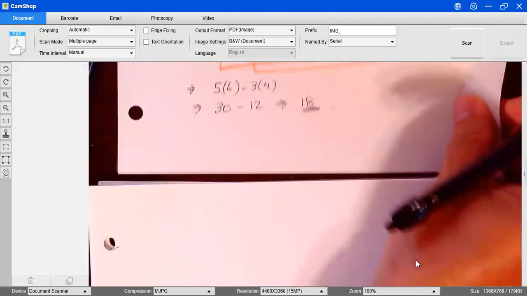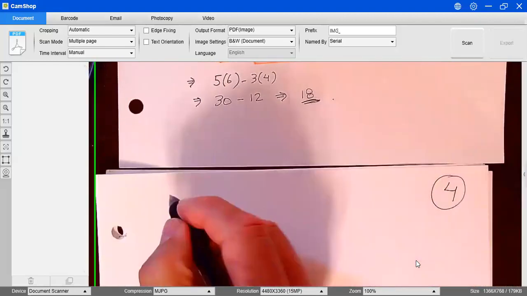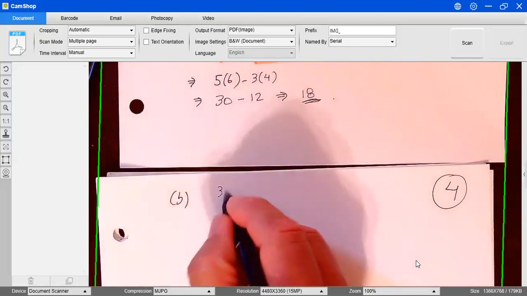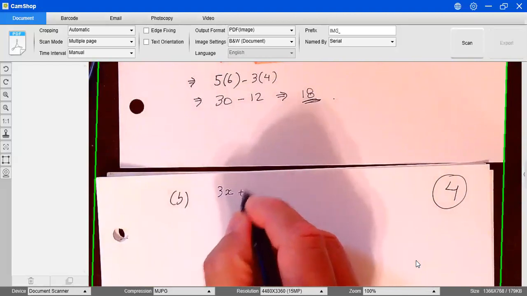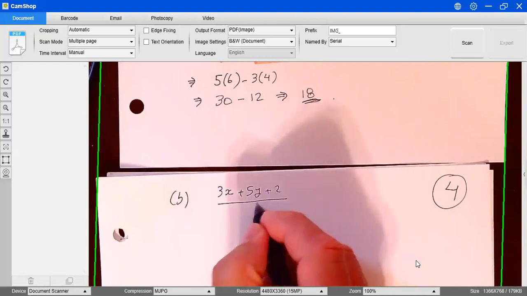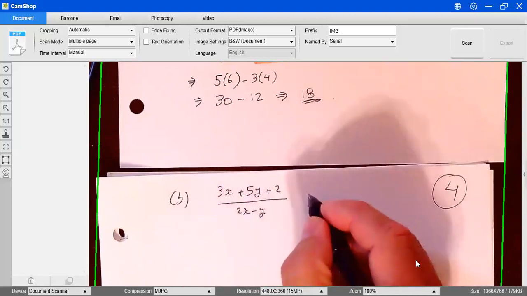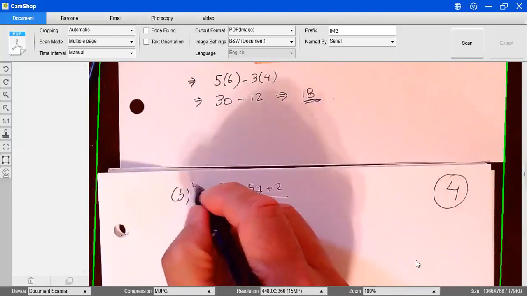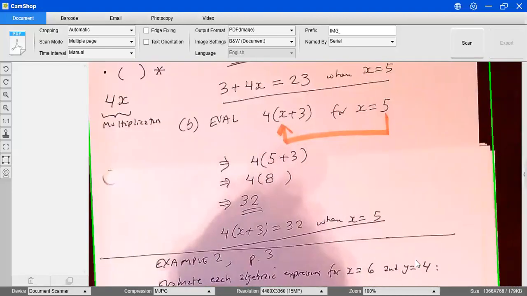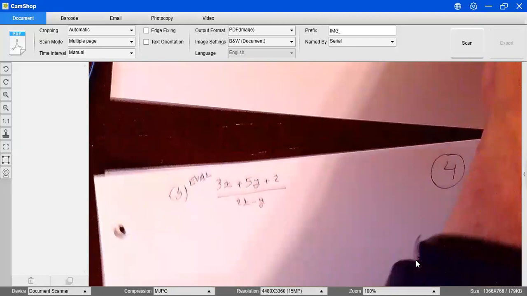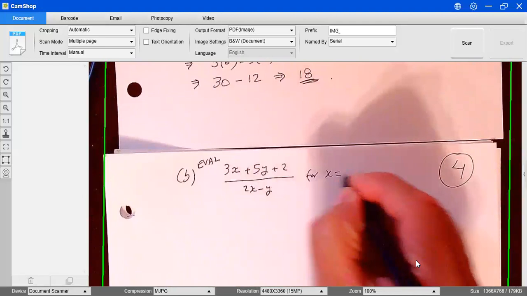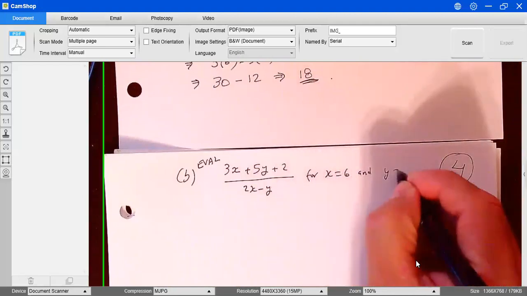So the next part is part B. So now we have 3x plus 5y plus 2 over 2x minus y, and we're going to evaluate. So we need to write here evaluate, otherwise the notes are incomplete. Evaluate this for x equals 6 and y equals 4.